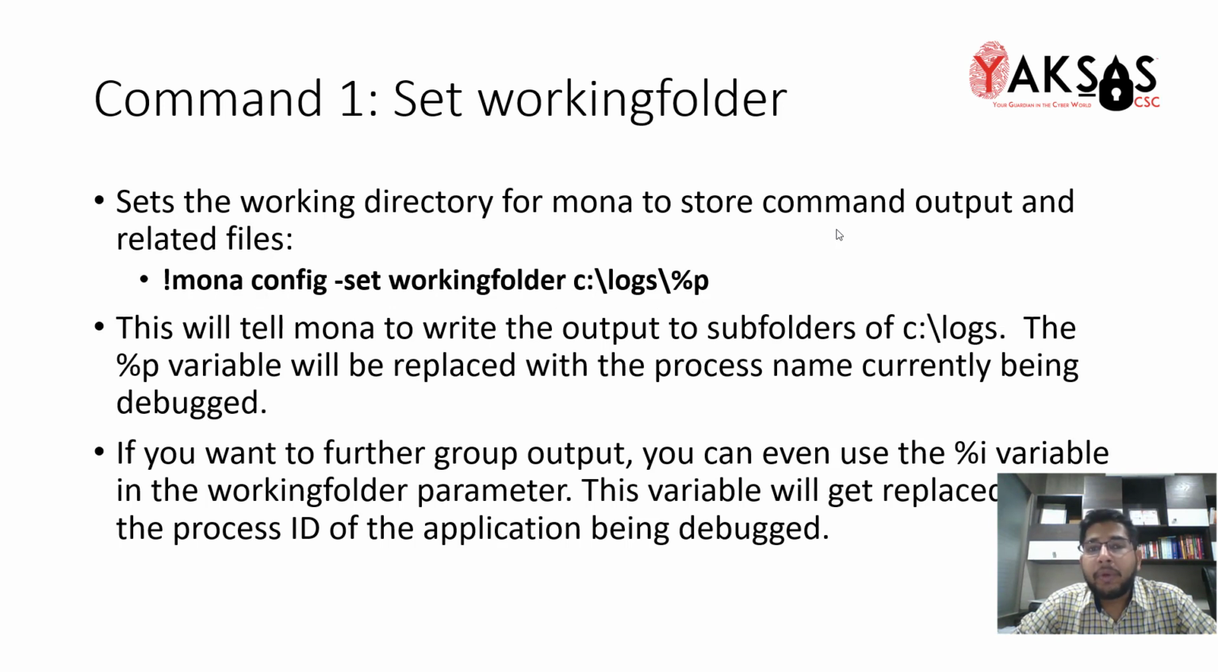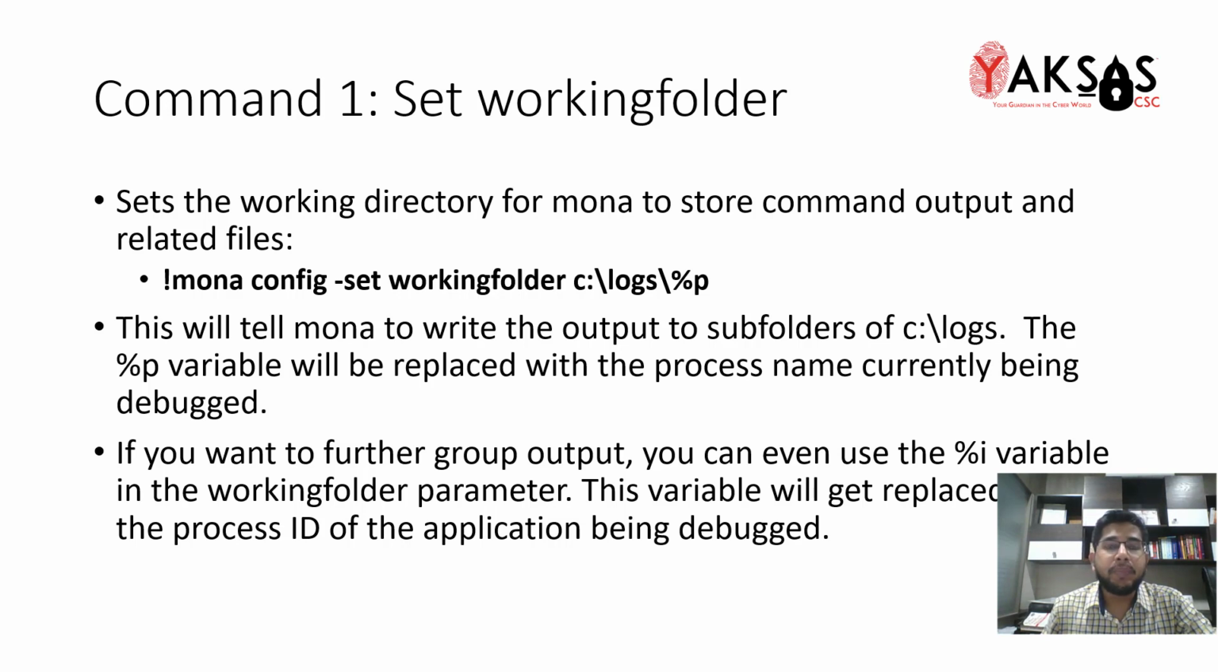So the first command that we are going to cover is how to set a working folder. For that, Mona library provides a combination of commands: mona config, which takes a flag called -set, and then an argument workingfolder, and then another argument, the path of the working folder. As you can see here, in this case the path is c:\logs\%p. This %p will be replaced by the process that you launch in Immunity Debugger. So every time you open a new process in Immunity Debugger, Mona library will create a subdirectory with that process name in the logs folder.